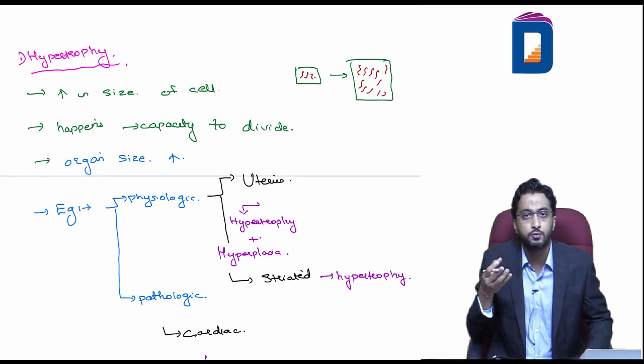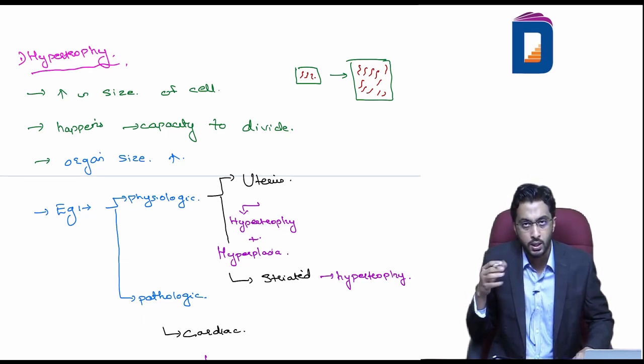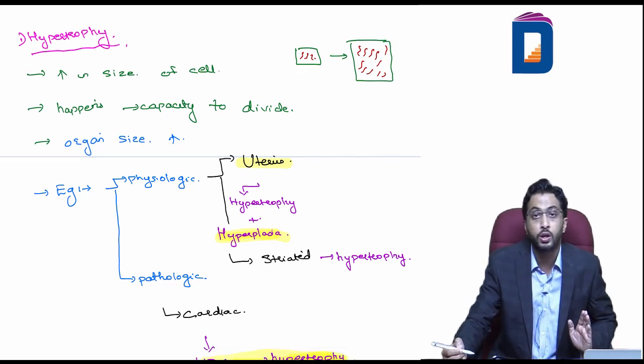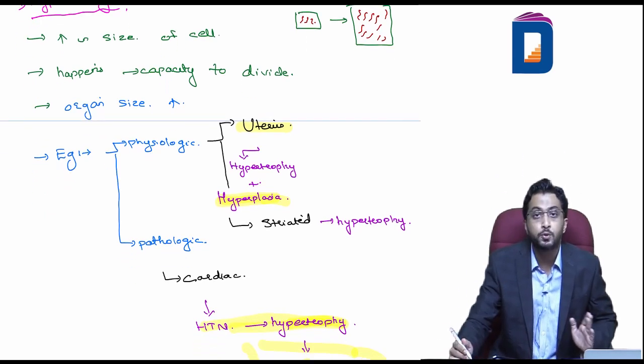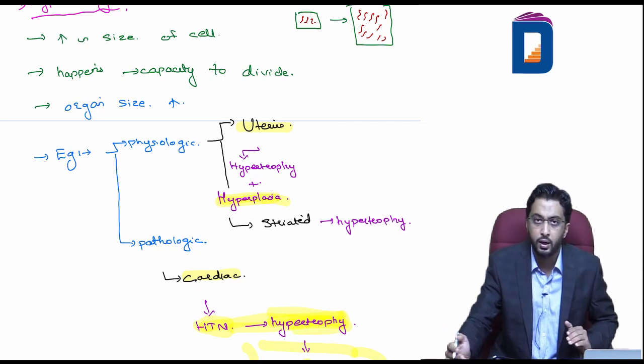In physiologic, a typical example is the uterus and the striated muscles of the limbs during exercise. But the difference here is, in the case of the uterus, there is also hyperplasia happening, but in the case of striated muscles, there is only hypertrophy happening. When it comes to pathologic, the cardiac muscles, due to hypertension, there is increased peripheral resistance, finally leading to hypertrophy and leading to some other pathologic changes as we go on.